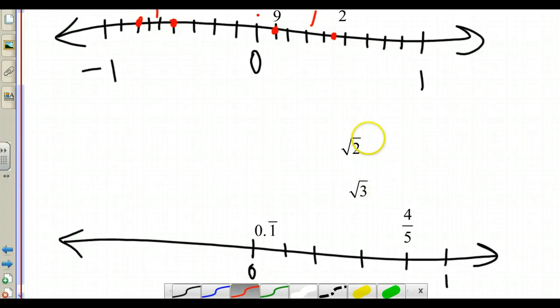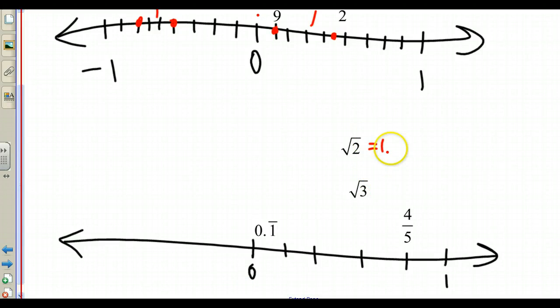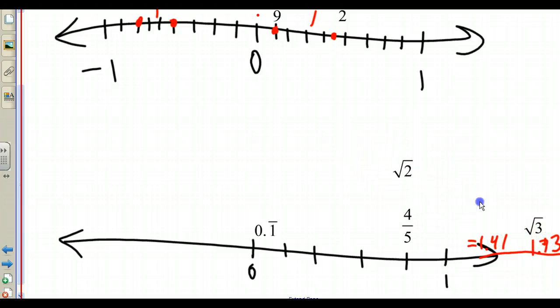So 1.41 and 1.73. I didn't go far enough over here. 2 is somewhere over here. But what I do know is the order now. This square root of 3 would be somewhere over here. Somewhere over here would be square root of 2. And so I definitely now have them in order. And so graphing them on a number line can definitely help you give you a good estimate.